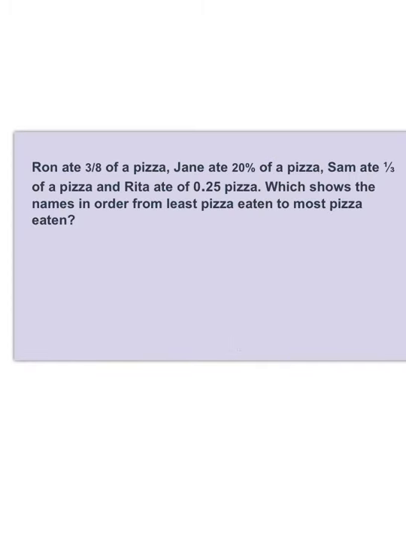Alright boys and girls, real world problem number 2. Ron ate 3/8 of a pizza. Jane ate 20% of a pizza. Sam ate 1/3 of a pizza. And Rita ate 25/100 of a pizza. Which shows the names in order from least pizza eaten to the most pizza eaten.